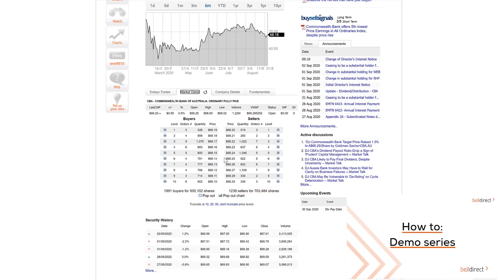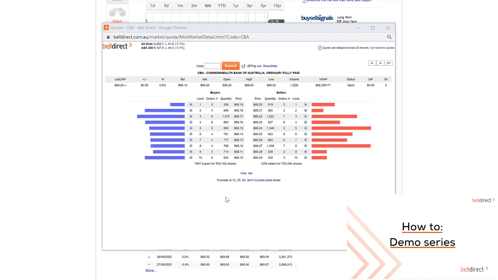Alternatively, if you're hungry for more detail, you can pop this out in a chart format by clicking here. It has the same info as the previous page, but it's in graph form and has a little more info. So you can see how the stock is trading. You will also see the bid, which is the highest price a buyer is willing to pay for the stock, and the ask, which is the lowest price a seller is willing to sell their stock at.